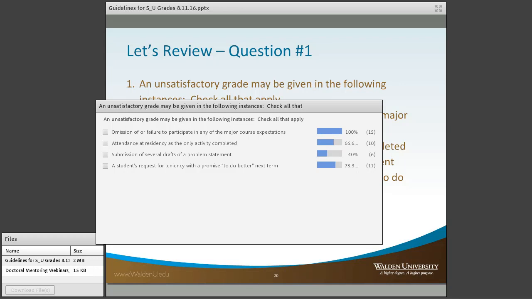And as we all know, students are always asking us to give them a little more understanding. They say, I've had these things come up and I really will do better next time, and that's, again, not acceptable. It is, however, acceptable if a student has several drafts of a problem statement. We know that students may go through several drafts throughout their journey, many iterations of different sections, so that would not be a reason to give them a U. It is fine for them to go through several drafts. We're hoping, however, as they're going through those several drafts, that you're giving them feedback and they're addressing that feedback.